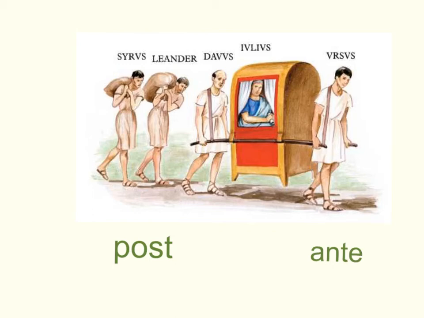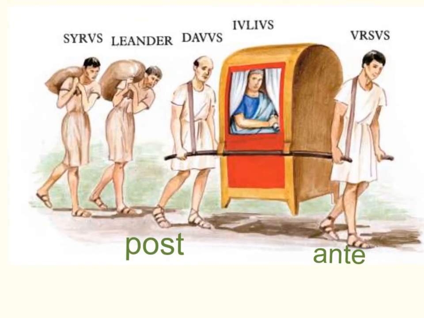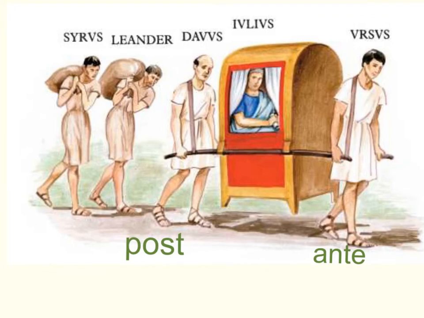Another couple of prepositions that take the accusative are ante and post. Here we have our friends Julius and his slaves Ursus, Davus, Leander, and Cyrus. Ursus nunc est ante Julium. Cyrus est post Julium.